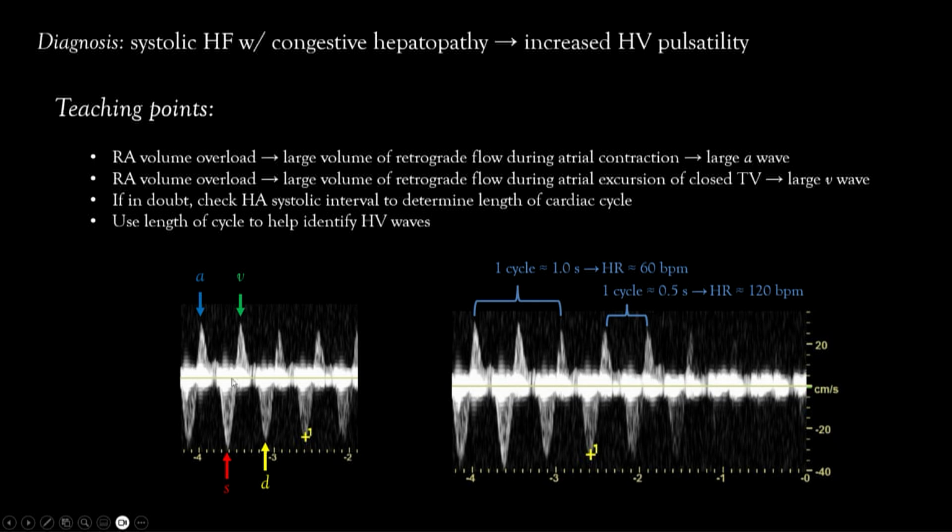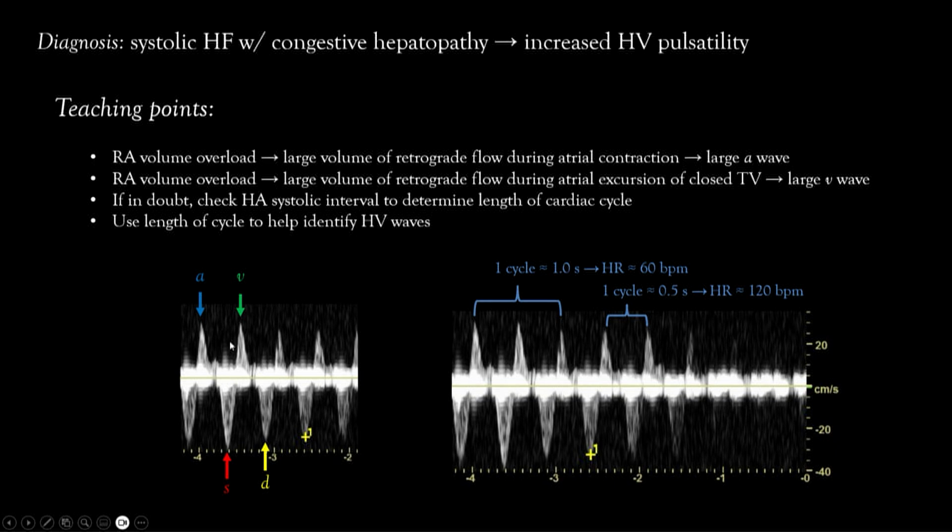So why do we see these changes in the waveform? If the RA is volume overloaded, there's going to be a large volume of retrograde flow during atrial contraction, which means that there's going to be a larger pulse above the baseline representing that A wave. Similarly, when the RA is volume overloaded, we're going to have a large volume of retrograde flow during atrial excursion of that closed tricuspid valve before that tricuspid valve opens, so that's going to give us this large V wave.